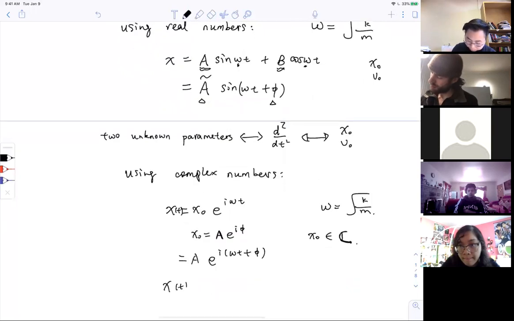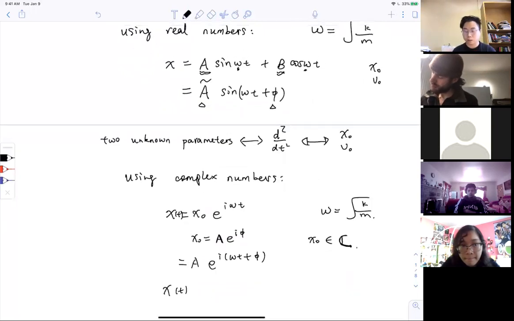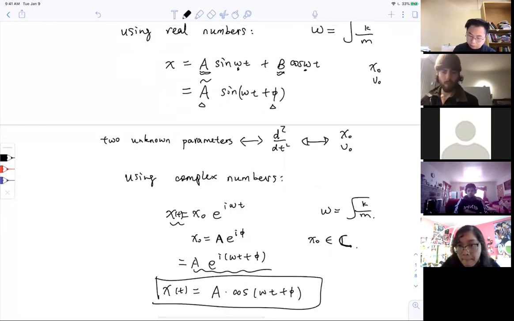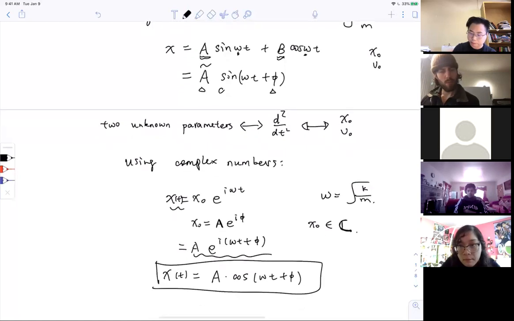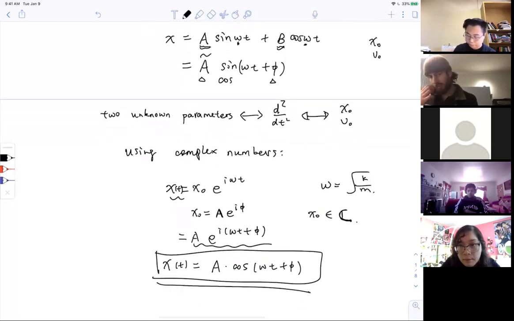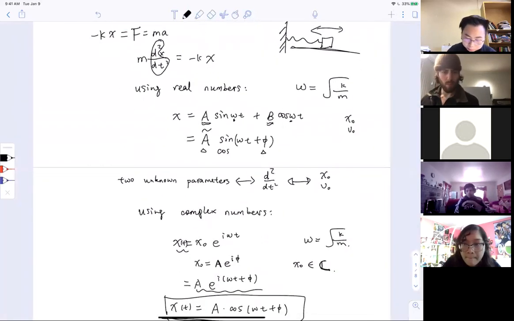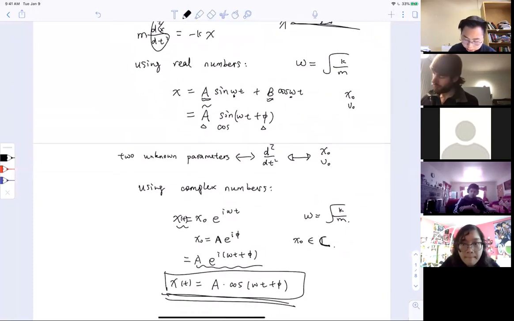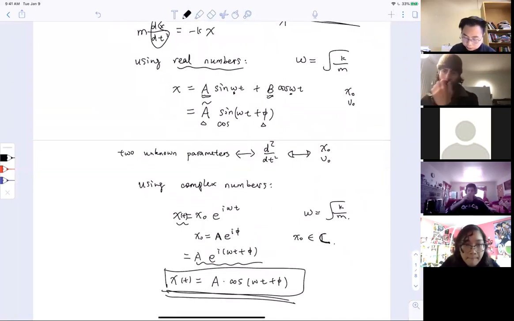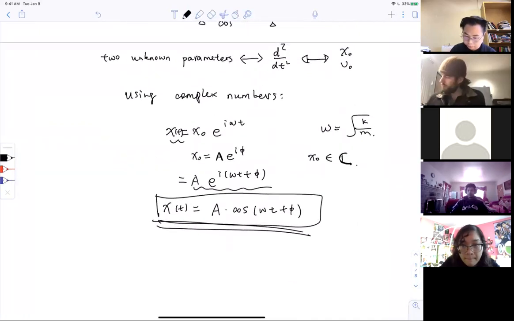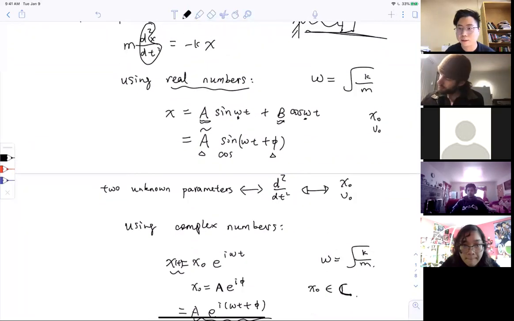The only physical part of this solution is the real part, which is given by A times cosine omega t plus phi. This is our solution. It doesn't matter whether I use sine or cosine. So basically, for classical problems, we can usually solve them using complex numbers or real numbers. Sometimes complex numbers will simplify your calculation, sometimes not. Okay, so any question about this example?